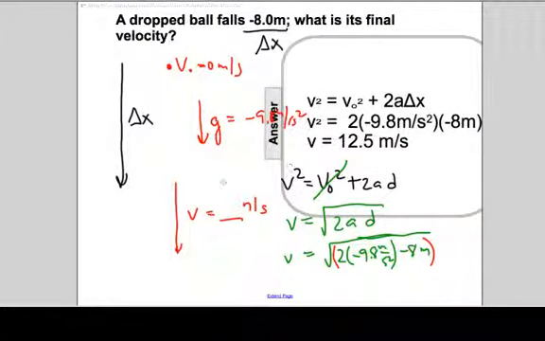per second. And again, even though we calculated a positive value, that answer will be negative in sign because the ball is falling down.